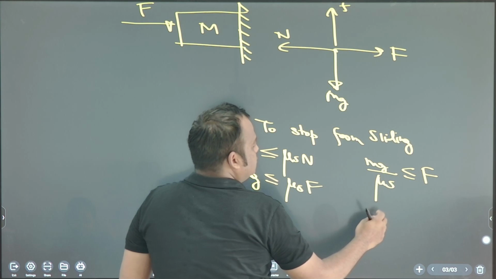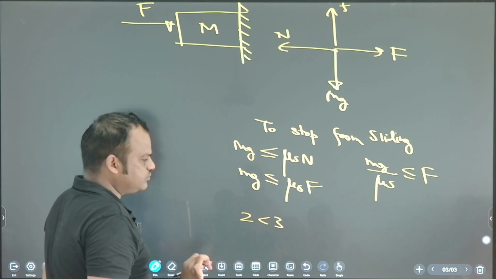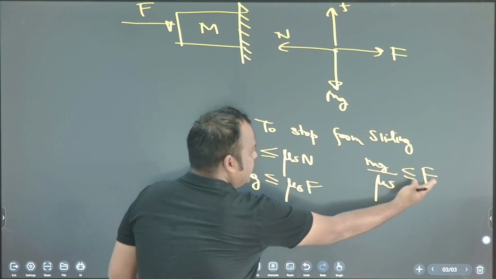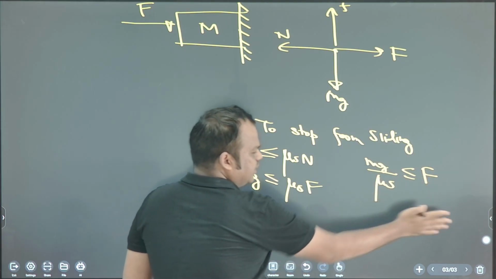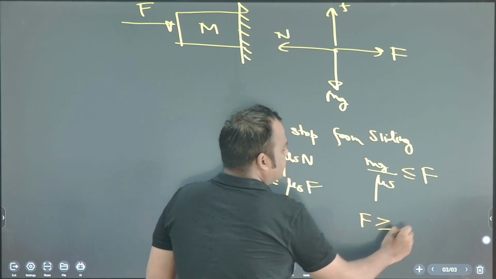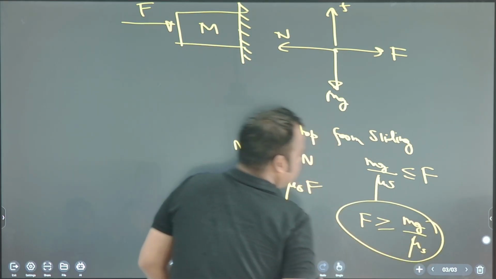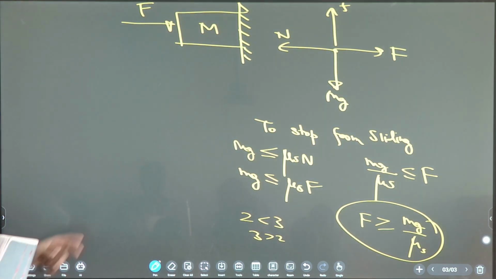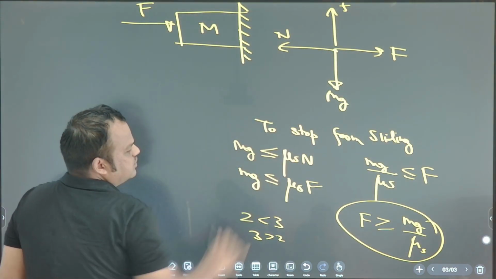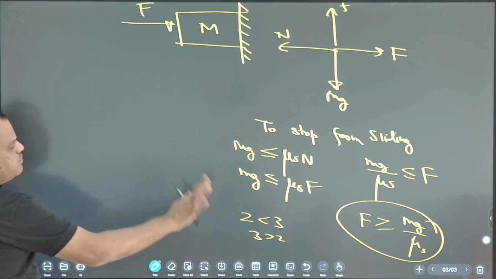Like 2 is less than 3, so 3 is greater than 2. Like this you write. Write F here. F is greater than or equal to mg by mu. So this is the formula, note it down: F is greater than or equal to mg by mu. We already discussed this. I am just revising. Clear?